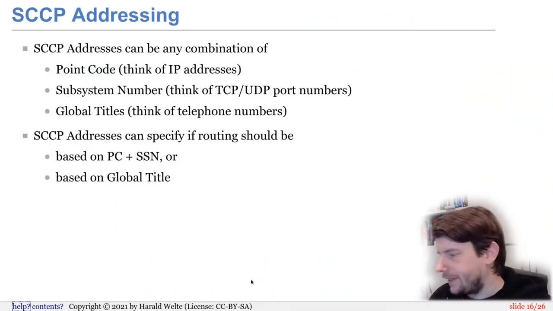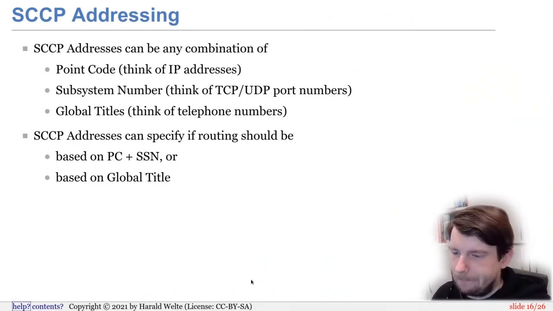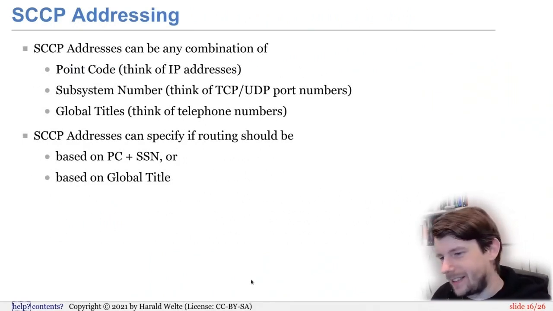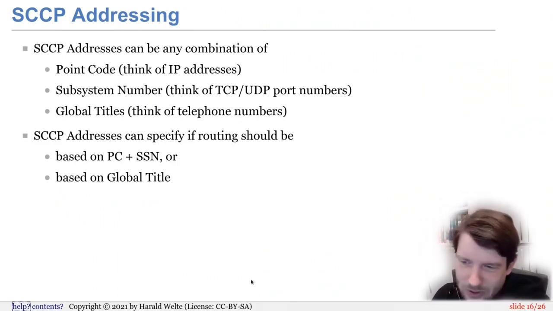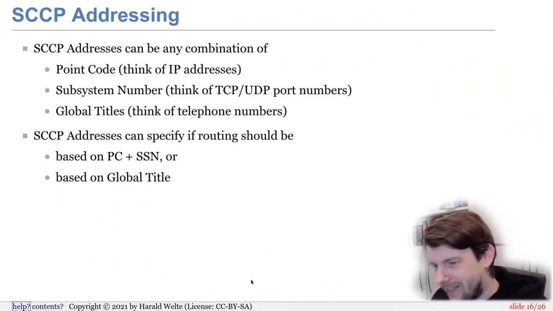So SCCP addresses, they can be, and that's quite strange, I've never seen anything like that in any other protocol. Normally, you have a protocol, and the protocol has one type of address. You know, Ethernet has MAC addresses, and IP has IP addresses. But SCCP, you have addresses that can be, well, it could be just a point code, or it could be just a subsystem number.